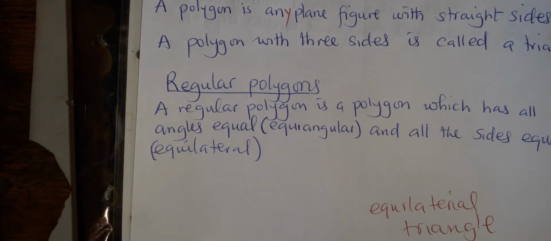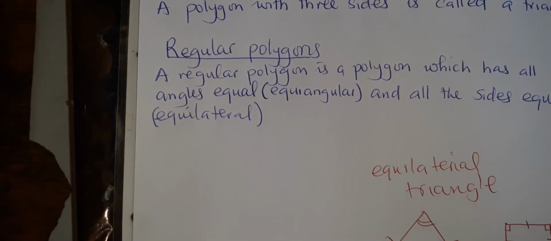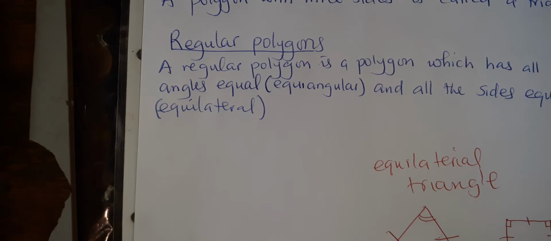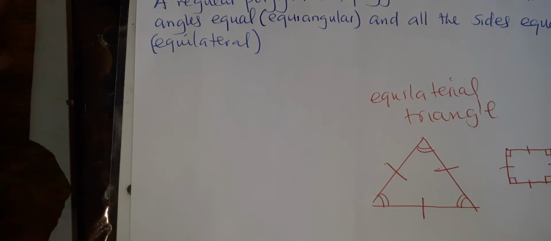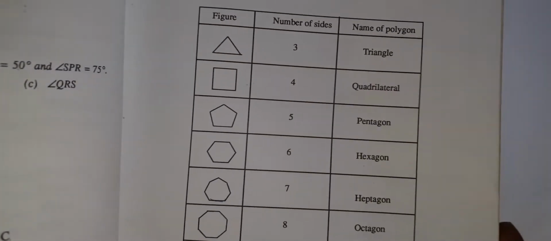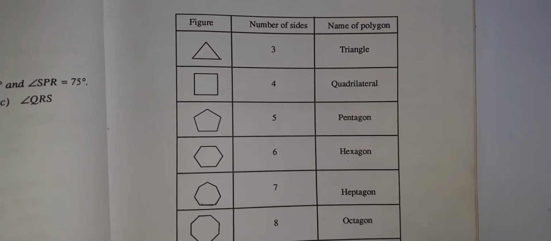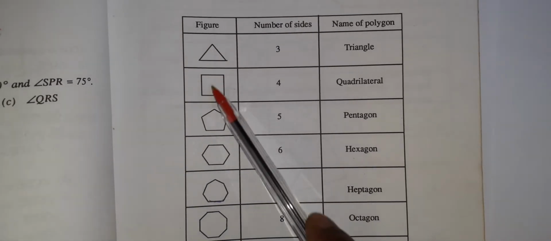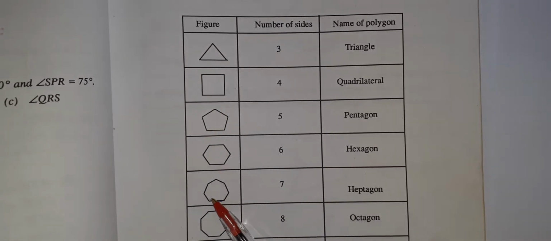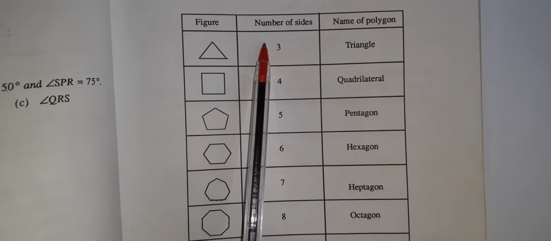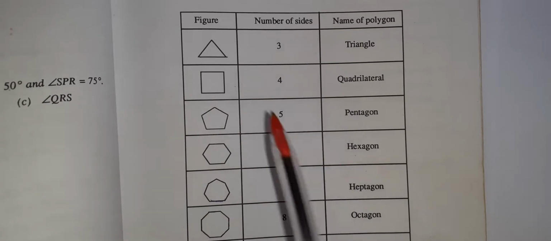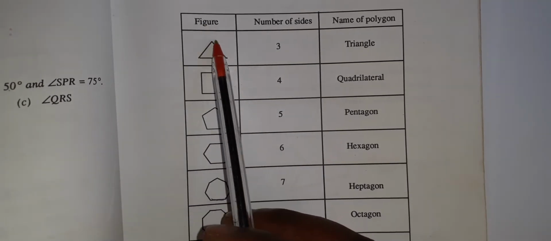Let me give you a list of the regular polygons, and I want you to draw the table exactly as it is. This is what I was talking about. Here are the diagrams.